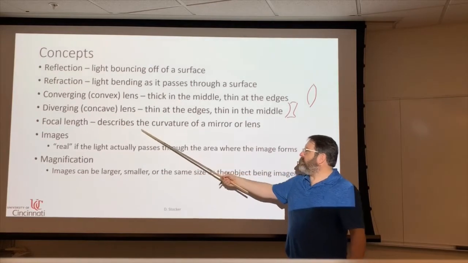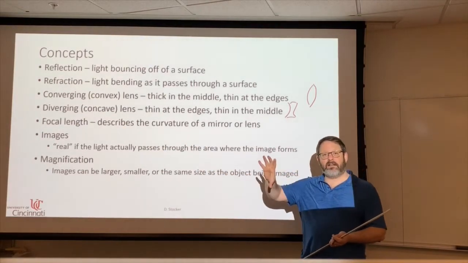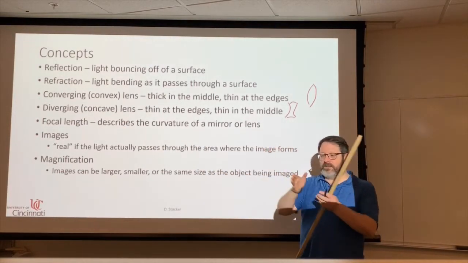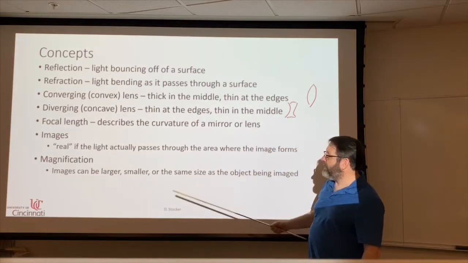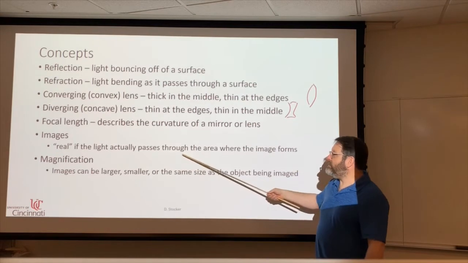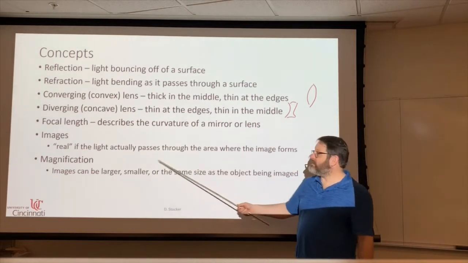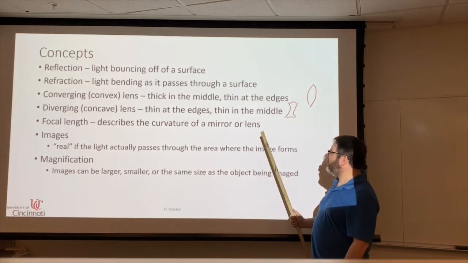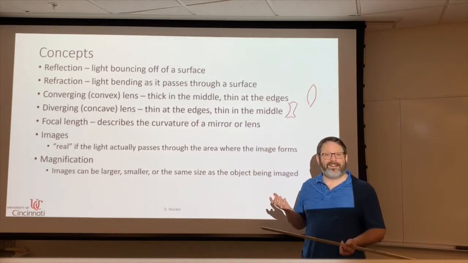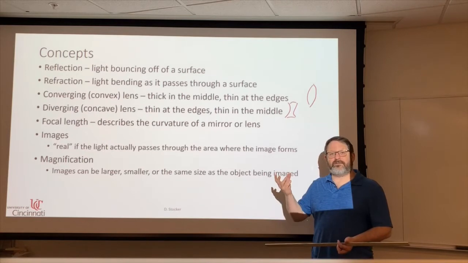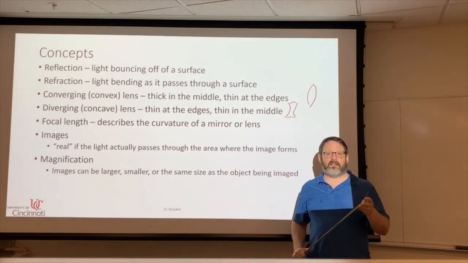Then there's a focal length. If light comes in parallel, then the distance it gets focused to, that's the focal length. Images. If light actually does pass through an area where there's an image formed, then it forms a real image. A camera has a lens on it, and it focuses images onto the detector.